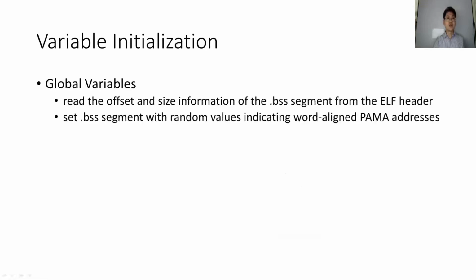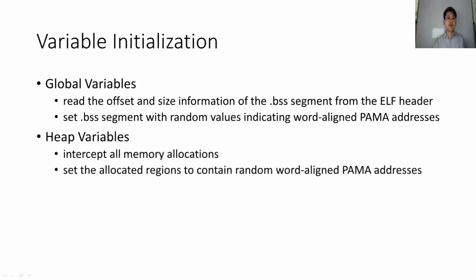Now let's move on to the variable initialization. To initialize global variables, PMP reads the offset and size information of the .bss segment from the ELF header and sets the segment with random values indicating word-aligned PAMA addresses. To initialize the heap variables, PMP intercepts all memory allocations and sets the allocated regions to contain random word-aligned PAMA addresses.